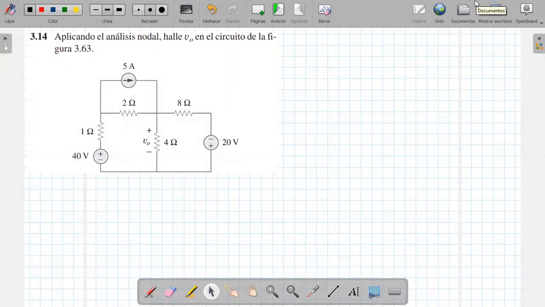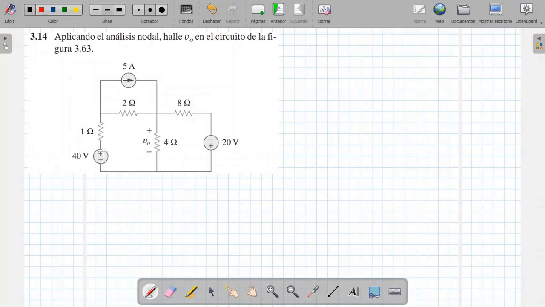Today we are going to solve exercise 3.14 from the book Fundamentals of Electrical Circuits. In this exercise we are asked to determine the voltage V sub 0 using nodal analysis. The voltage is the one across the 4 ohm resistor. As always, we do a little visual analysis, looking for common sense in the direction of the currents, and then we will pose the equations.